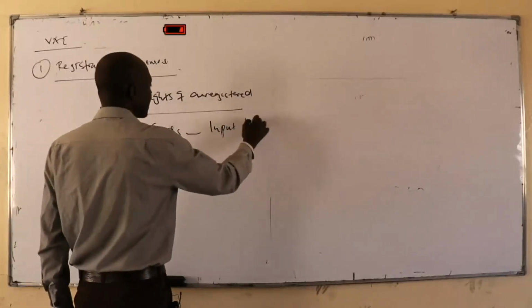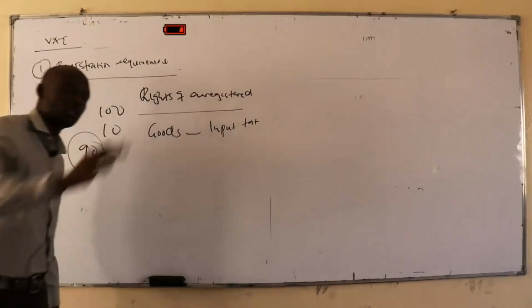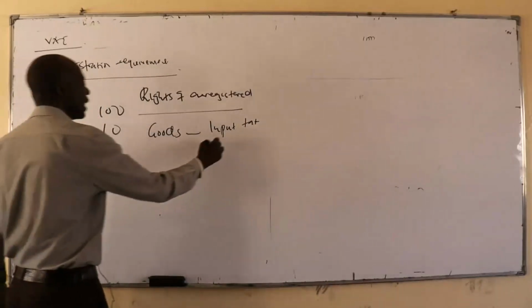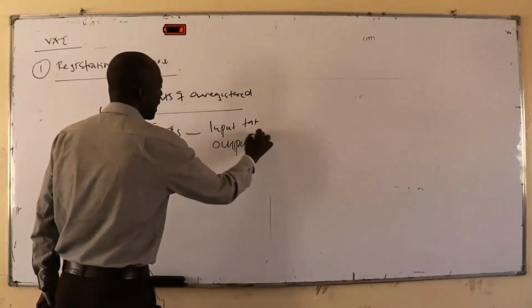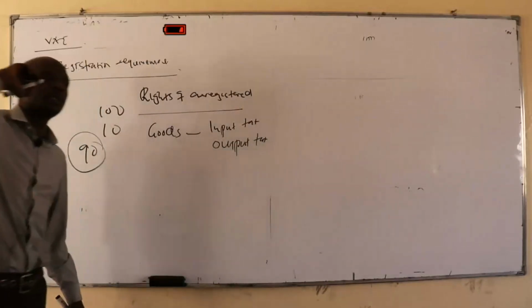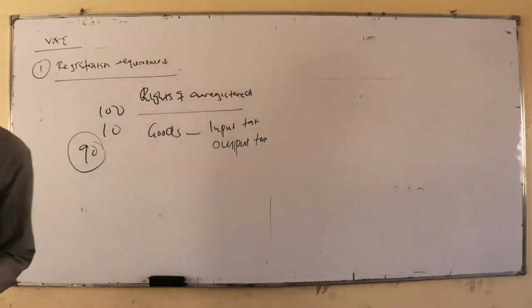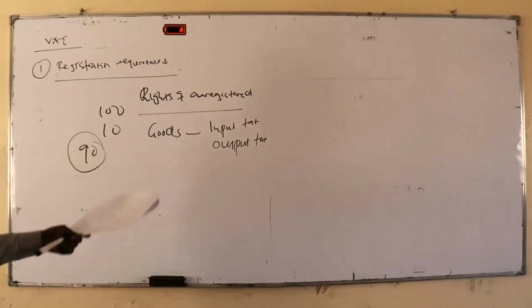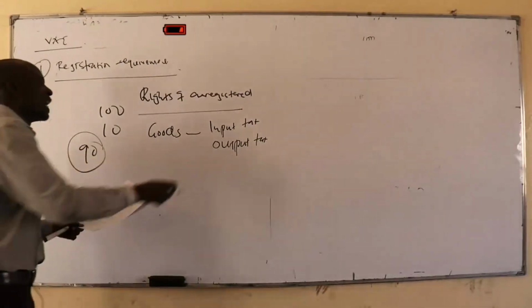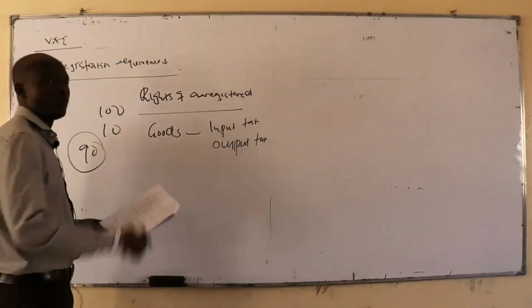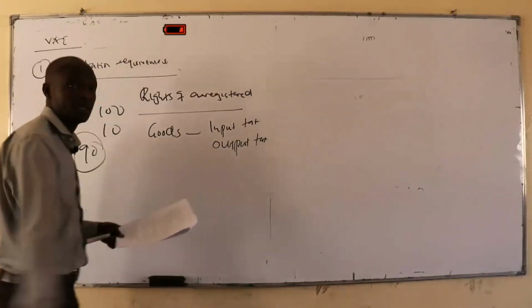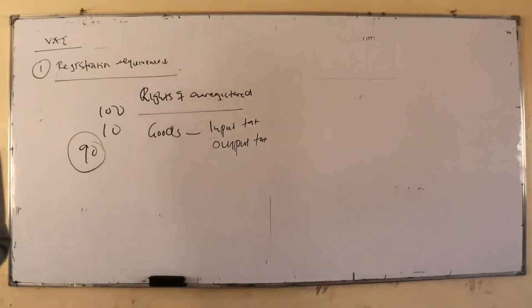Input tax is the tax that you are charged when you buy the goods that you sell. That is called input tax. Output tax is the tax that you charge your customers when they come to buy goods from your place. So now if you're a registered person, you have a right to deduct input tax from output. You pay the surplus, the difference between output and input. So you have a right to deduct VAT on inputs from taxable supply.